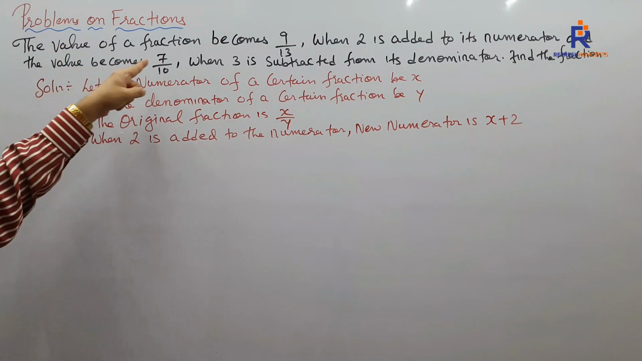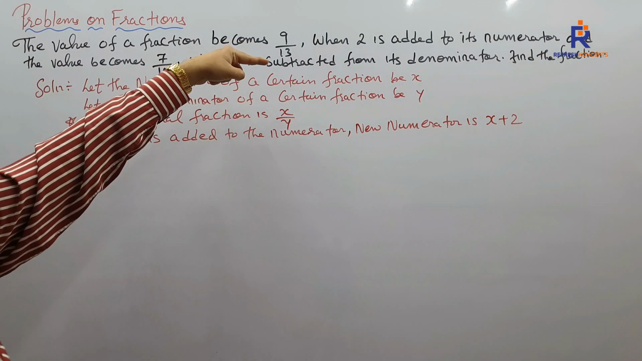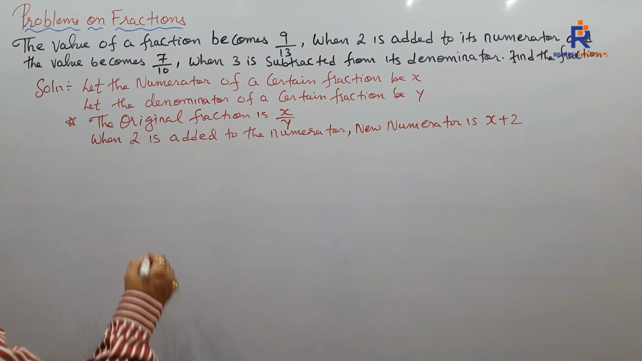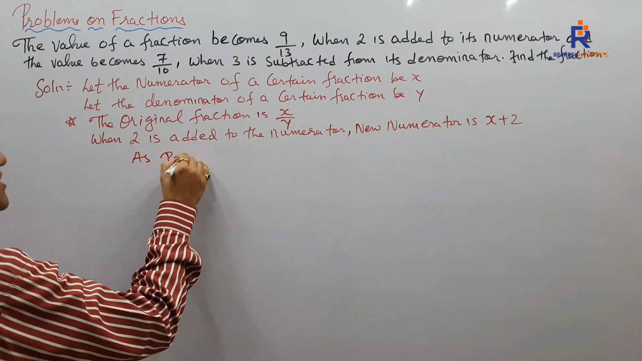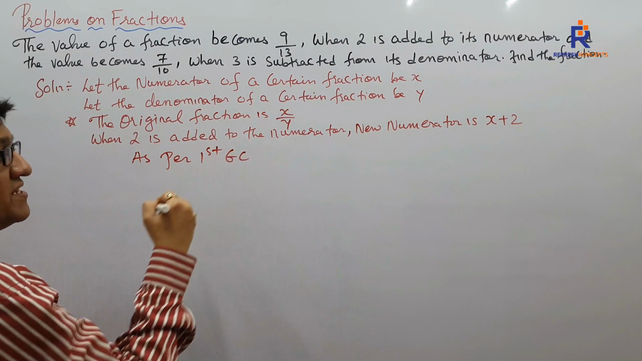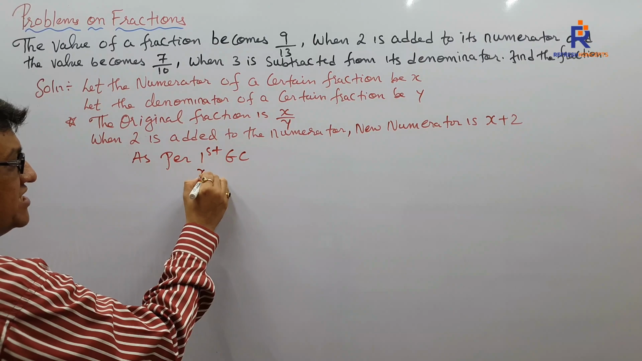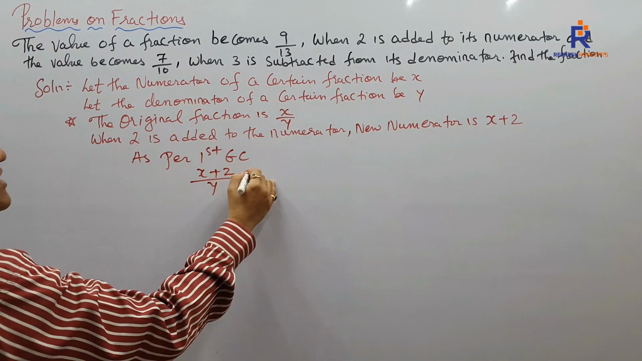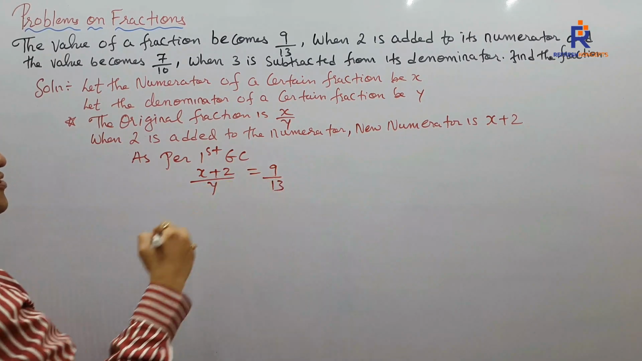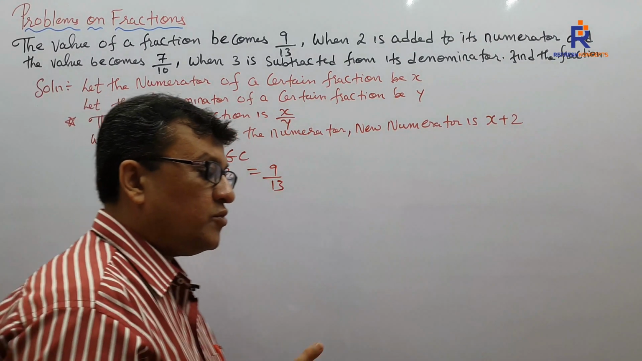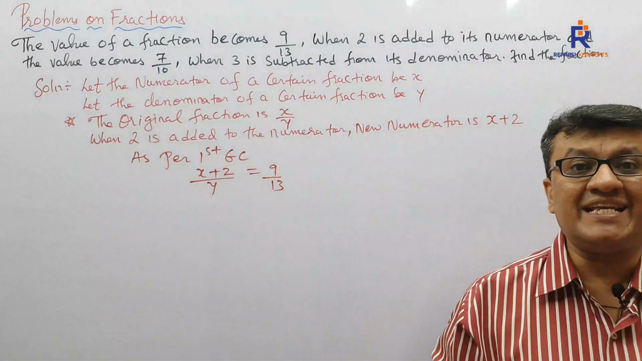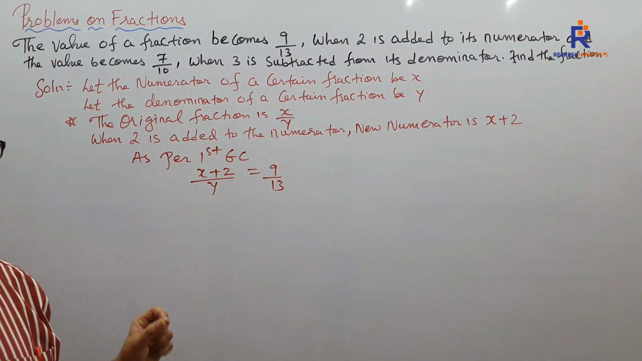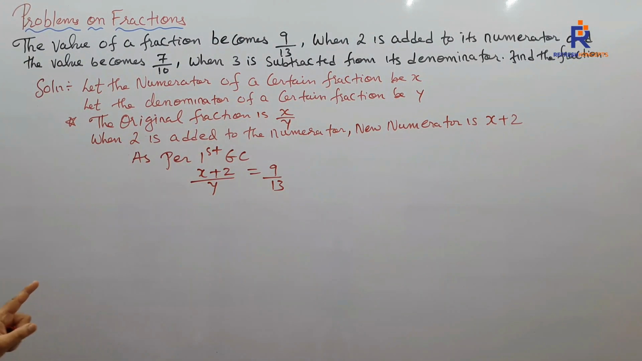Once again, the value of the fraction becomes 9 by 13 when 2 is added to its numerator. Did I do anything to the denominator? No. As per first GC, numerator by the denominator. There is no change in the denominator. The value turns out to be 9 by 13. Children, I hope you have understood. In the previous one, we had some kind of reduction in numerator as well as in the denominator, right? But over here, we are just changing the numerator. We are adding 2 to the numerator, nothing other than that.